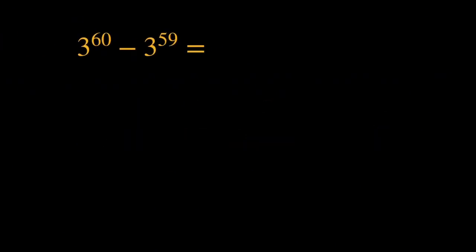The question: what is the value of 3^60 − 3^59? Step 1. Understand the expression. We have two exponential terms. 3 to the power of 60 means 3 multiplied by itself 60 times. 3 to the power of 59 means 3 multiplied by itself 59 times. But look, both numbers are powers of 3, and 3 to the power of 60 is just 3 to the power of 59 times 3. So, 3^60 equals 3 times 3^59.